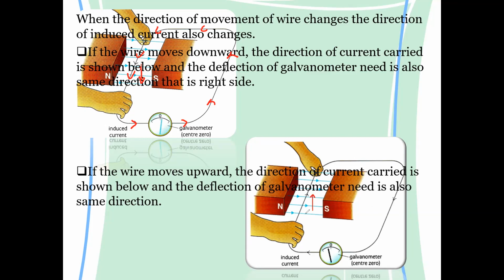If we change the direction of the motion, if we move the same wire upward, what will happen? The direction of the induced current will be opposite. So the direction of the current depends on the direction of movement of the wire. If we change the direction of movement of the wire or we change the poles, the direction of the induced current will be reversed. So if we are moving the wire downward and the current is moving in this manner, if we change the movement of the wire, the direction of the current will be changed.